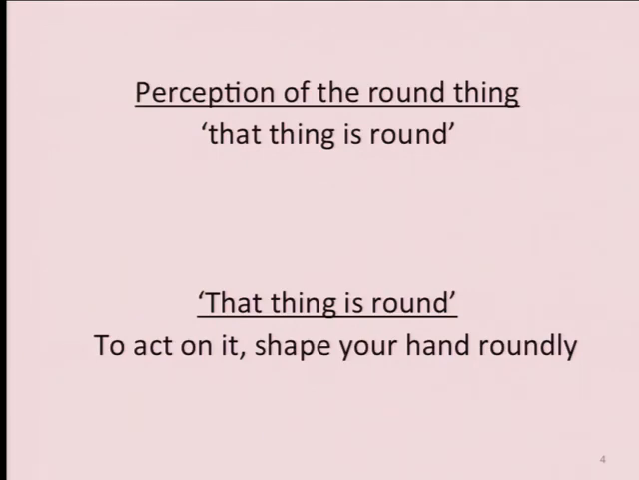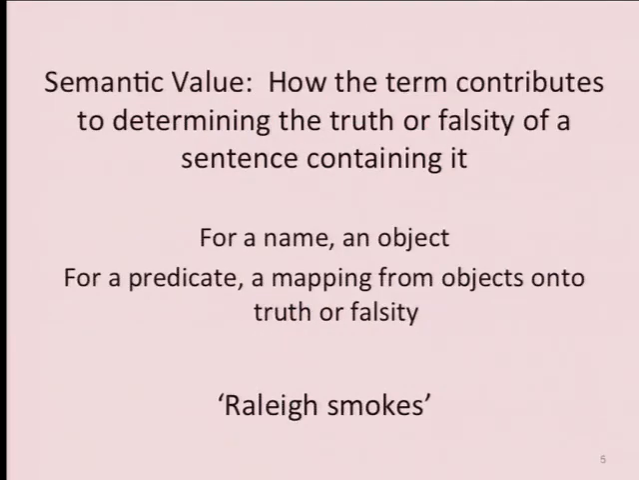So in general, I said, you could talk about the semantic value of a term as being how the term contributes to determining the truth or falsity of a sentence containing it. What we just worked through is that for a name, the semantic value will be the reference, the object it stands for. For a predicate, it'll be a mapping from objects onto truth or falsity. Someone said the conditions of satisfaction or the set. And then you would derive the truth condition of Raleigh smokes from knowing what the reference is of Raleigh and what the mapping from objects onto truth or falsity is, right? That would be the classical picture that Frege and Russell and Dretske and Fodor were working with, yeah?